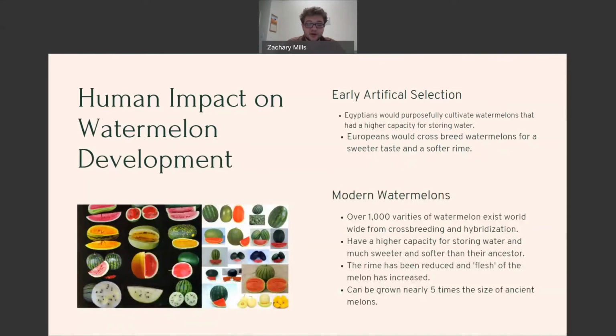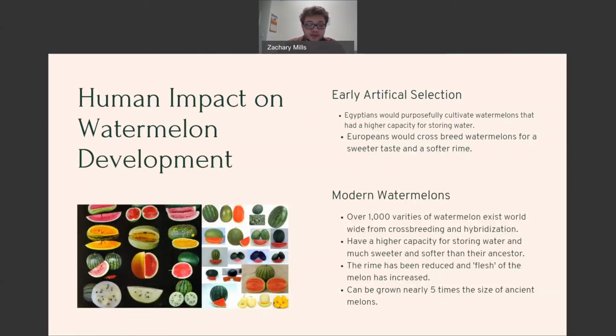Ancient Egyptians originally cultivated watermelons for their unique ability to store water, which helped them thrive in their arid climate. They bred the watermelon to be capable of holding more water by taking seeds from the biggest melon from each crop and planting them in the next season. Europeans would soon obtain the fruit and begin crossbreeding the species with other melons using similar cultivation patterns, focusing on a sweeter and softer melon.